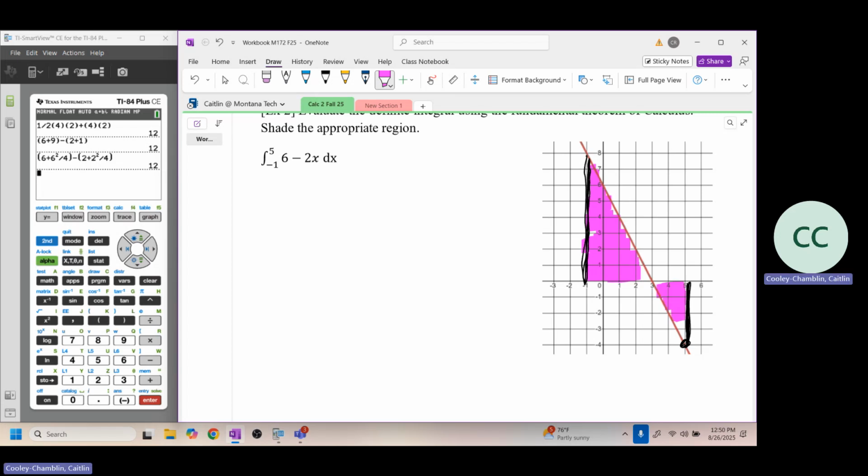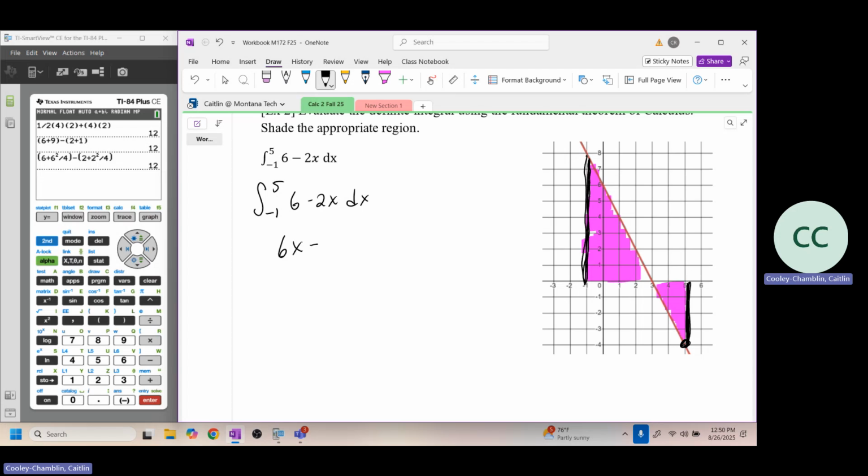And shade here. Not going to stay in the lines very well. Okay, so we have that region shaded. And we have the integral from -1 to 5 of 6 minus 2x dx. So I'm just going to rewrite this because that's just what I always do. -1 to 5 of 6 minus 2x dx. Okay, I'm going to find the antiderivative.